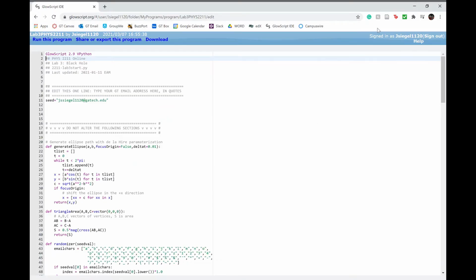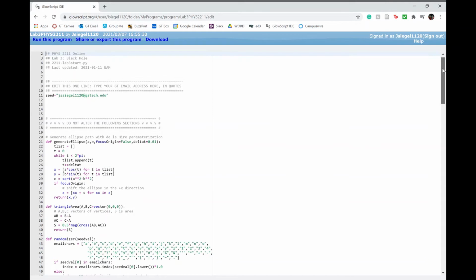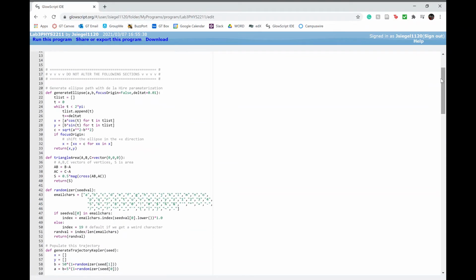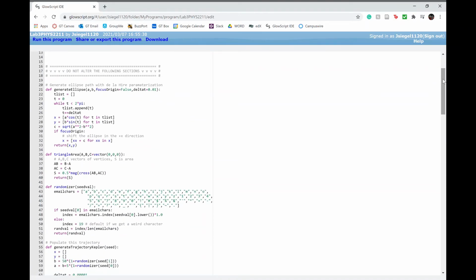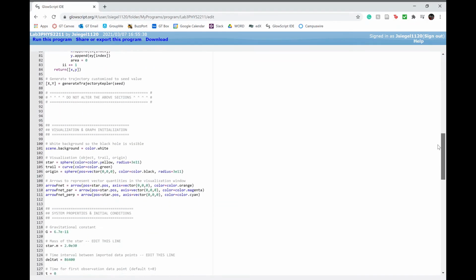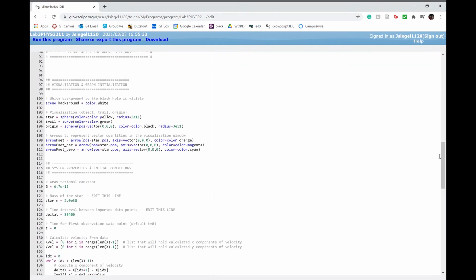I imported the starter code into Glowscript, first by changing the seed to my personal email. This ensures that the star has a randomized, unique trajectory as the following code shows. I then changed the mass of the star to be 2.0 times 10 to the 30 kilograms, as that was given to us, and delta T to 86,400 seconds, as that is the amount of seconds in one day.